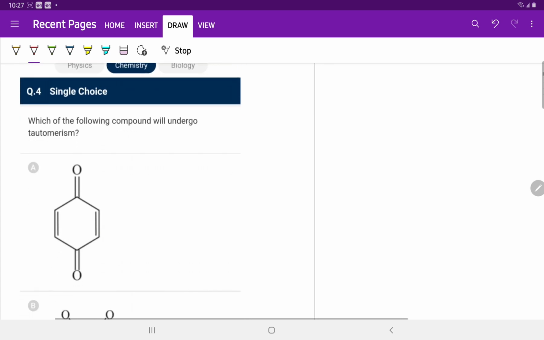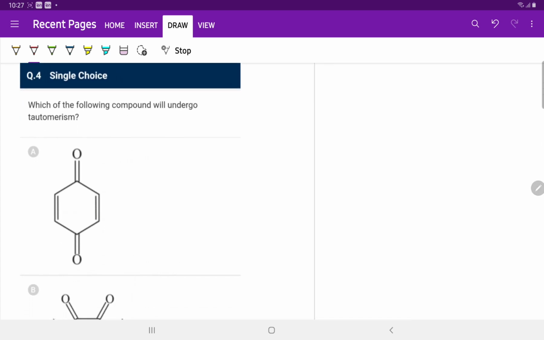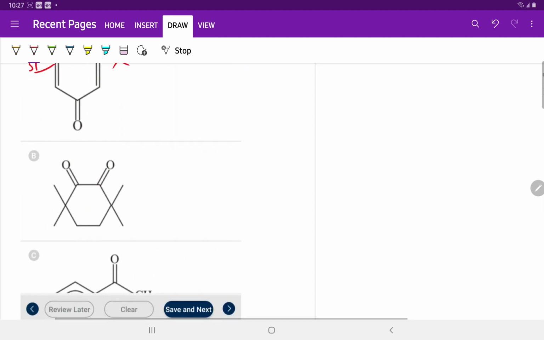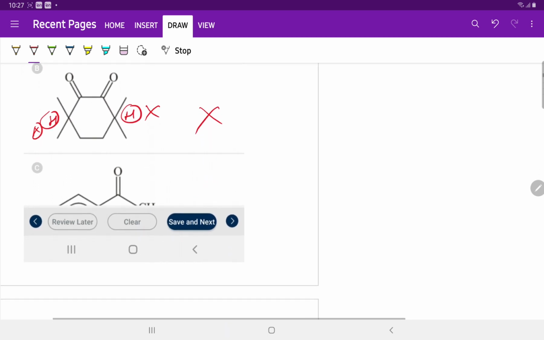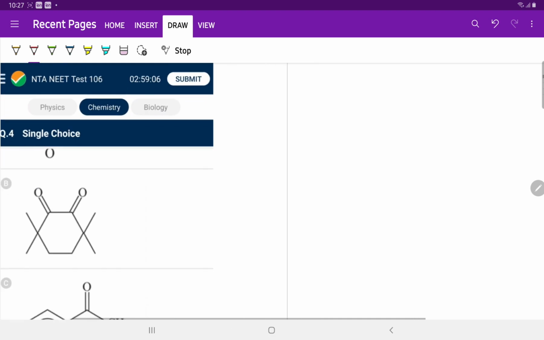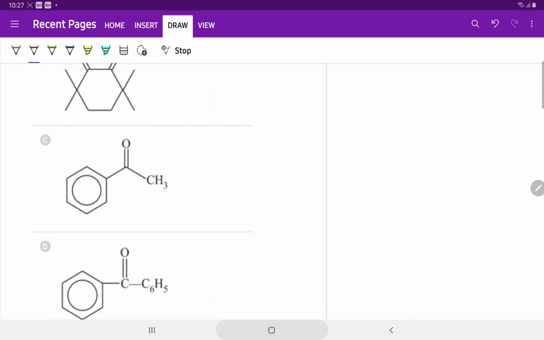Question number 4. Which of the following compounds will undergo tautomerism? This compound is unable to show tautomerism. These carbons are sp2 hybridized. This does not contain a hydrogen atom at this carbon. Hydrogen atom is not available on the alpha carbon, so this compound is also unable to show tautomerism. For option C, there is an alpha hydrogen. Acetophenone forms enol in this way. So option C is correct.